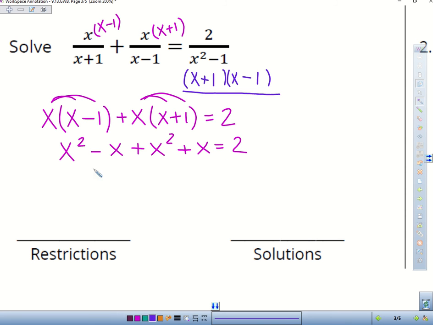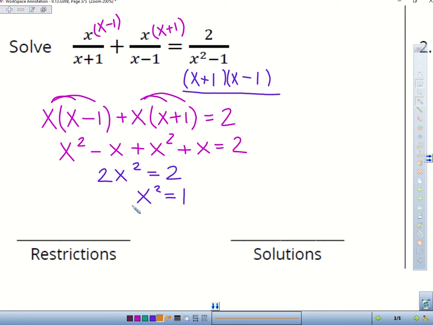What is x squared plus x squared? 2x squared. Good. And what is negative x plus x? 0. What's my next step? Divide, which gives me x squared equals 1. Next, what do we do?